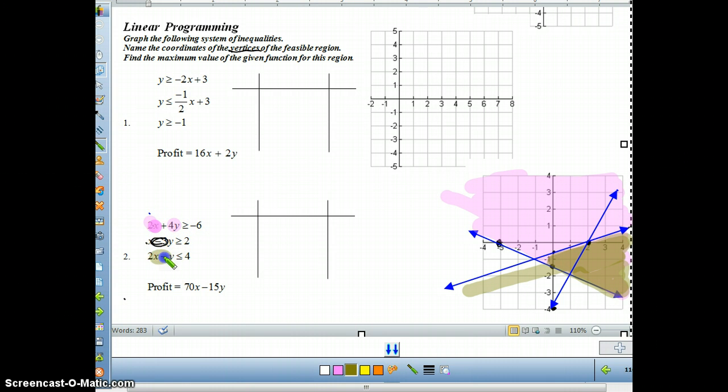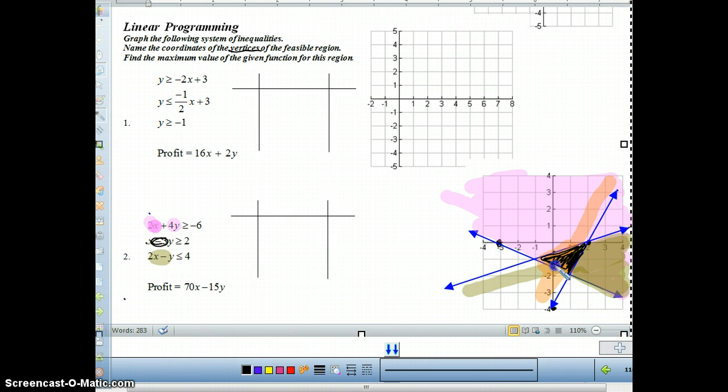Plug in 0, 0. So 0 is less than 4, that's true. So I want to shade towards 0, 0, so that would be up here. That would basically mean the triangle just got triple shaded here. Okay? So that's the only part we care about, the triangle. So I'm going to go ahead and darken that in a little bit darker, as best I can with the pencil lead here. Okay, so there's my triple shaded region.